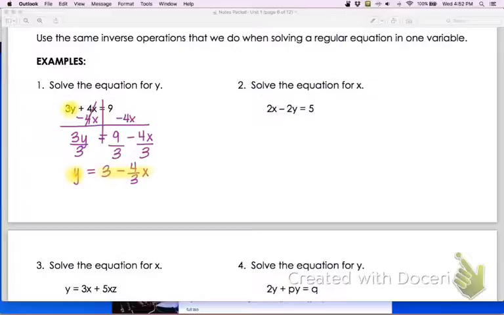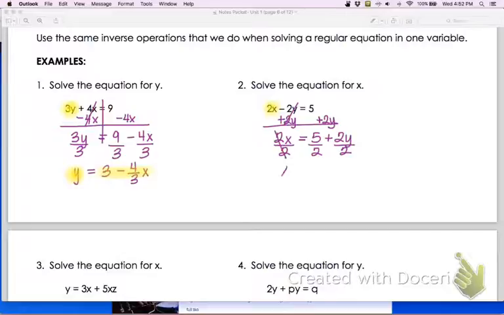We want to solve the equation for x, so that means the x is what we're trying to get by itself this time. The first thing that we should do is add 2y to both sides. These zero out, and I get 2x equals 5 plus 2y. So what is going to be my next step? I'm going to divide everything by 2.